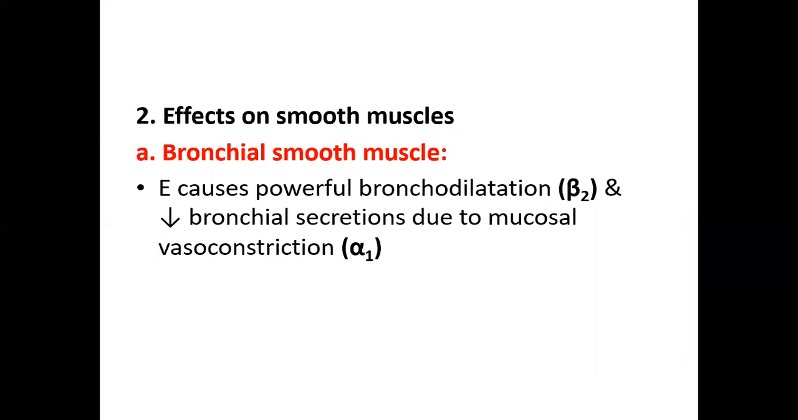And then effect on smooth muscles. Bronchial smooth muscles: epinephrine causes powerful bronchodilation, mainly attributed to the beta 2 receptors. And then there is decrease in bronchial secretion due to mucosal vasoconstriction, alpha 1.